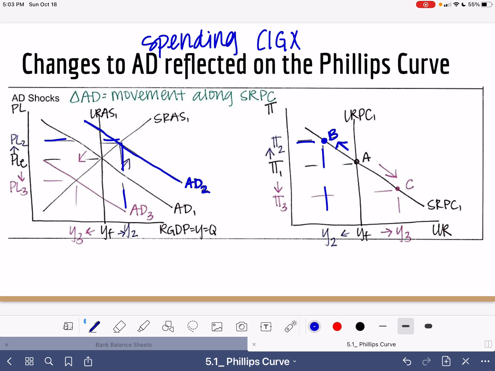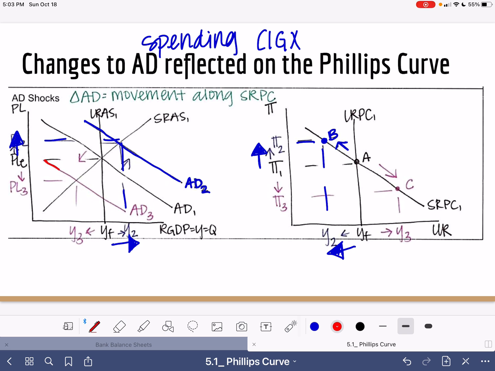So we know that aggregate demand 2 and point B are showing the same changes, because when we move aggregate demand to the right, we increase the price level and we have decreased the unemployment rate. Well, if we look at our Phillips curve, when we move to point B, we decrease the unemployment rate and we have increased the inflation rate. We're saying the same information.